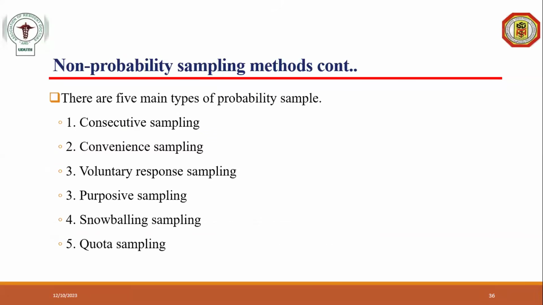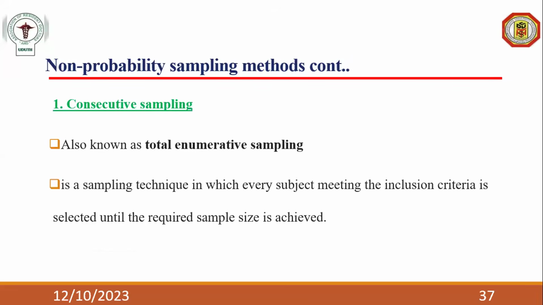Number 1, we can say consecutive sampling; convenience sampling, voluntary response sampling, purposive sampling, snowballing sampling, quota sampling. So consecutive sampling. Consecutive sampling is also known as total enumerative sampling.